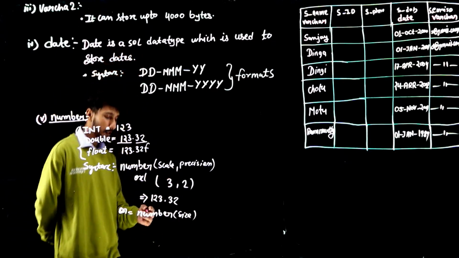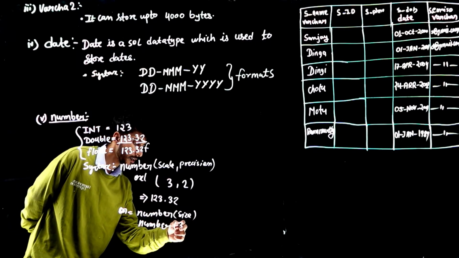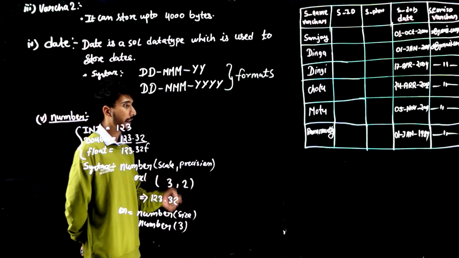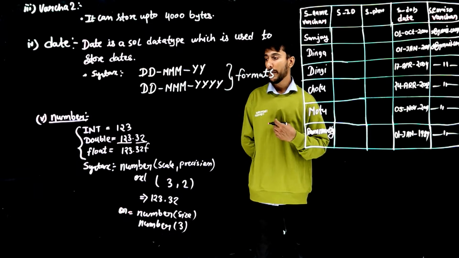If you have given it like this, number(3), that means it will only take the value before the decimal.